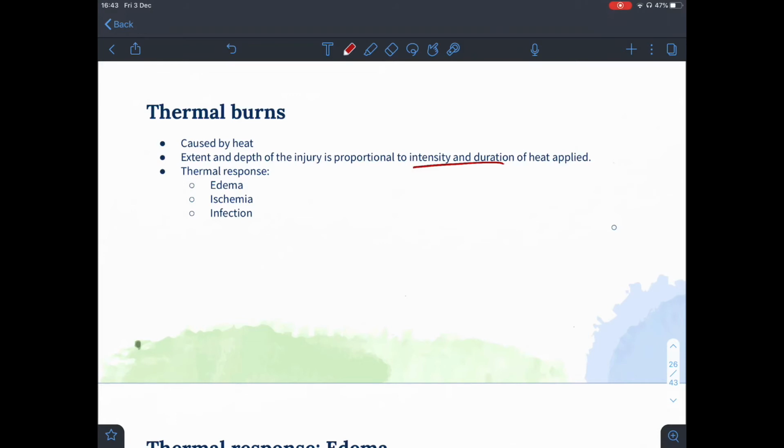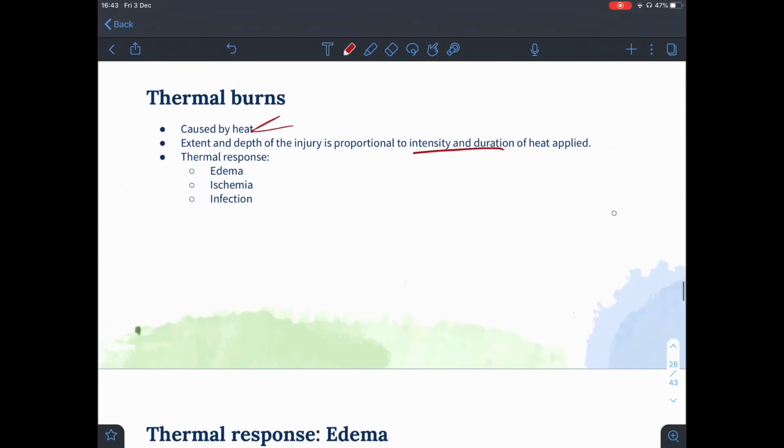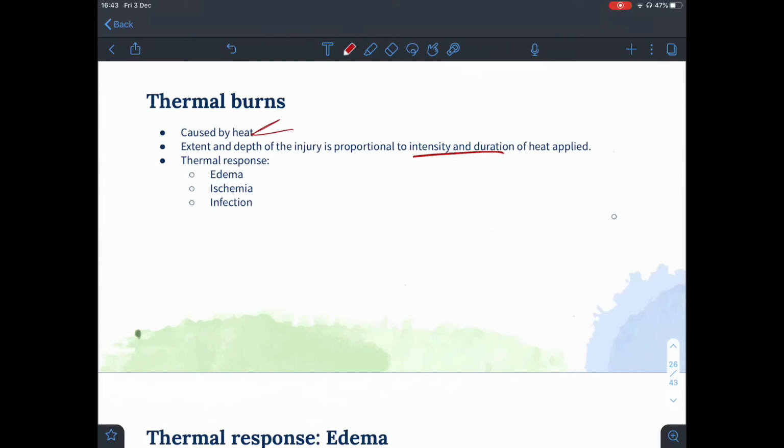Here heat is classified into two types: dry heat and moist heat. Dry heat is like oven heat, and moist heat is like hot coffee, kitchen oil, or water. As we said, the extent and depth of the injury is proportional to the intensity and duration. That's why the first thing to do is remove clothes, especially if something was spilled on the person. Otherwise the clothes will stay hot and keep burning the area, and it will cause a deeper burn.